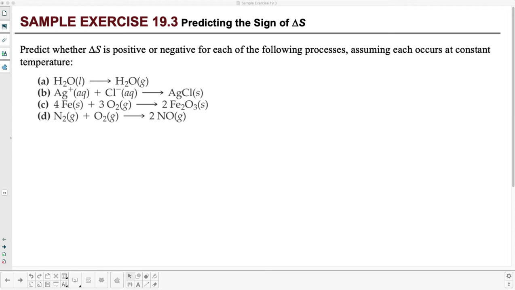Hey class, this is sample exercise 19.3. You can follow along with this on page 817. So if you want to do that, feel free to do that.